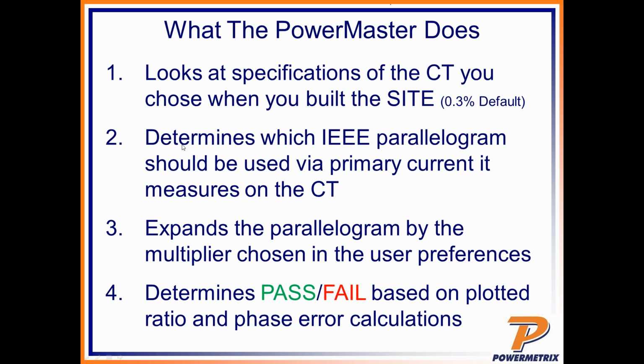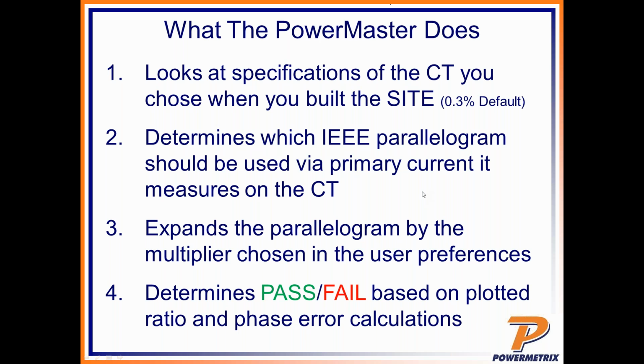And then what the PowerMaster does is it determines which IEEE parallelogram should be used via the primary current that it measures. So basically, is that CT fully loaded or not? If it is, I'm going to use the tighter parallelogram. If not, I'm going to use the looser one, okay? And then the next thing it does is it expands that parallelogram by that multiplier you chose in the user preferences. And then it ultimately determines a pass-fail based on the plotted points within that larger parallelogram. And that's how the PowerMaster actually does its pass-fail calculations.